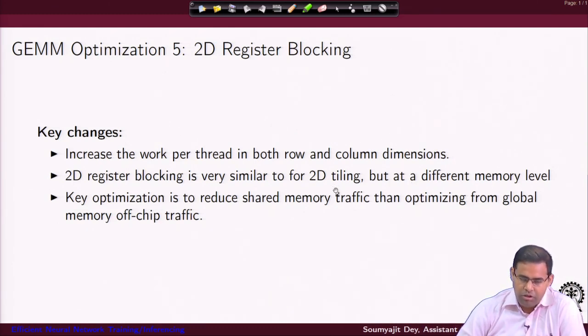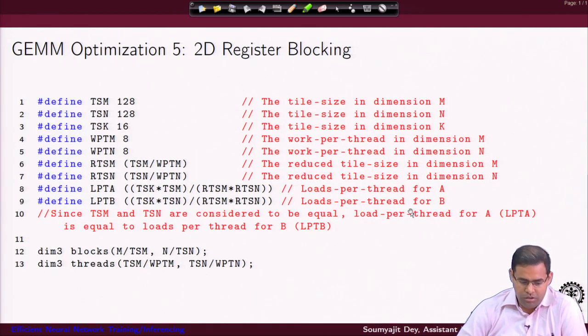So, what really helps here? The optimization is that it helps to reduce the shared memory traffic. Just like the earlier optimization of standard tiling, where we were optimizing the global memory off-chip traffic, in this case, you are using the same idea between shared memory and the register file to reduce the shared memory traffic. So, let us just have a look at how it works.